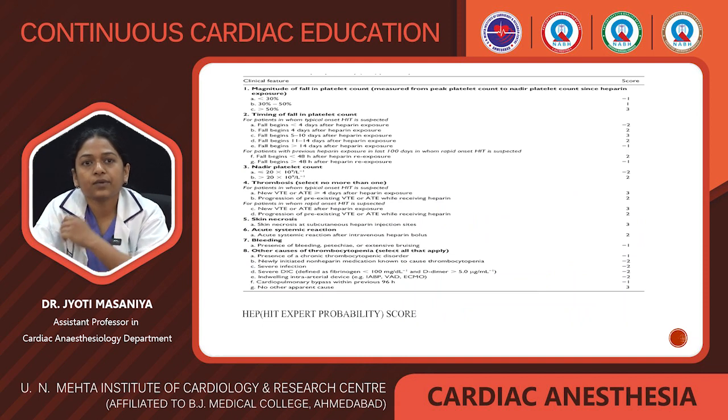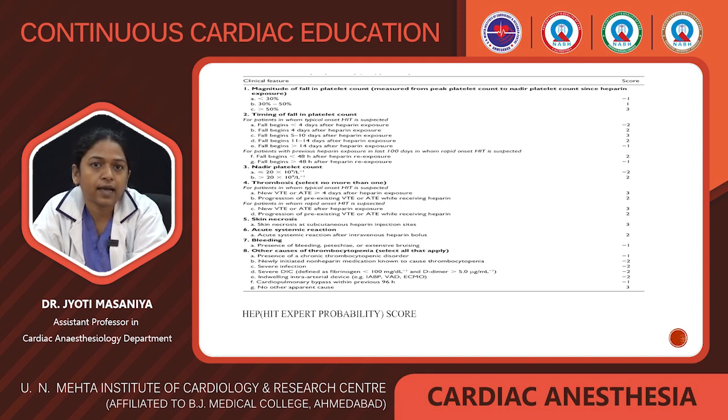Another scoring system is the HEP score, that is the HIT expert probability score. This score relies on clinical features which include the magnitude of fall in platelet count, timing of fall in platelet count, thrombosis, skin necrosis, acute systemic reaction or bleeding, or other causes of thrombocytopenia.